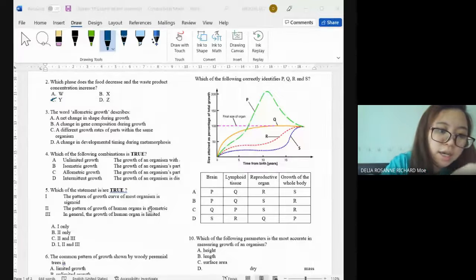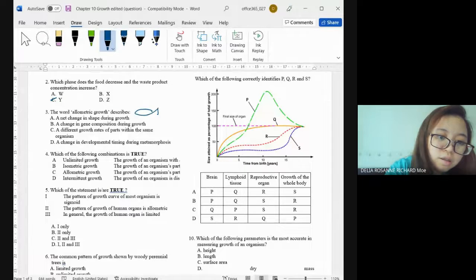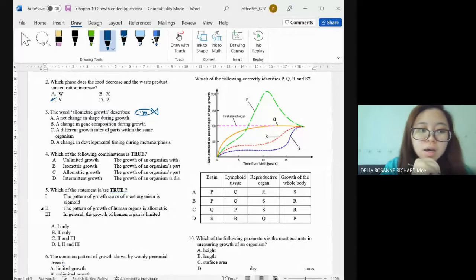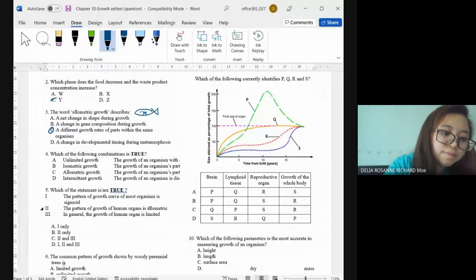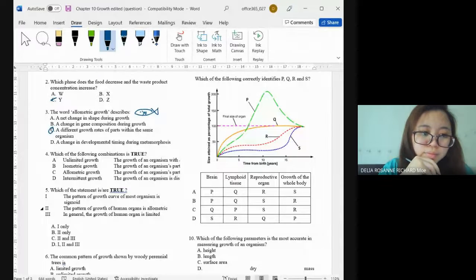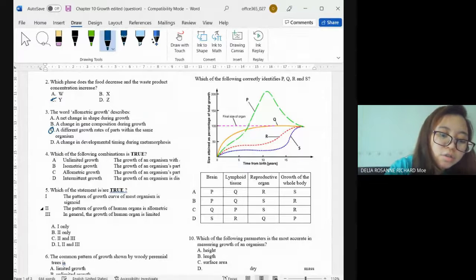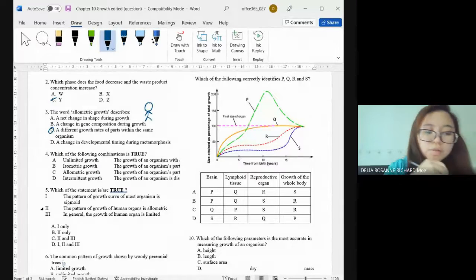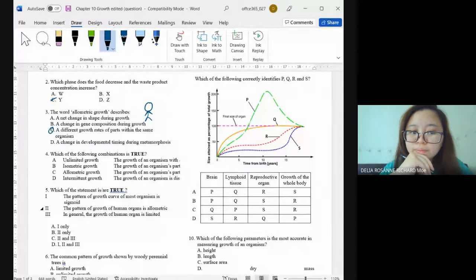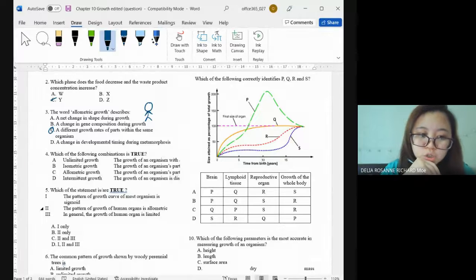Ini yang contoh ikan tadi. So pilih maksud yang paling tepat. So this one is C. No, sorry. Allometric is not ikan. Allometric is orang. Sorry. Saya yang kebingung. Number 4, which of the following combinations is true?